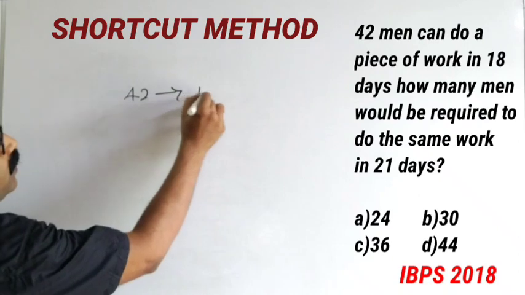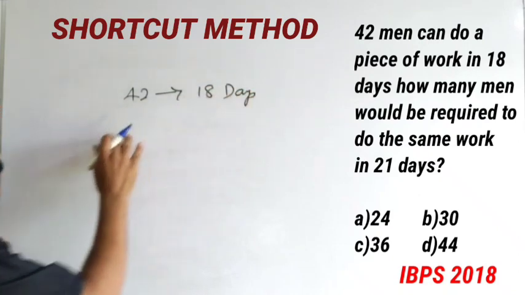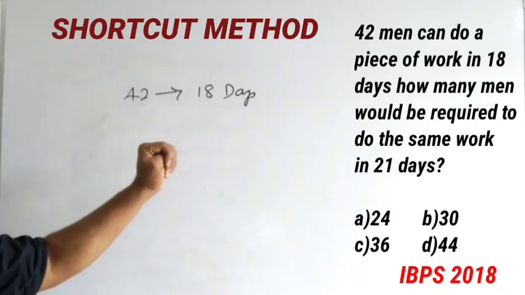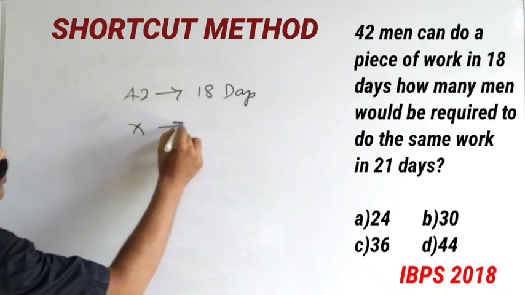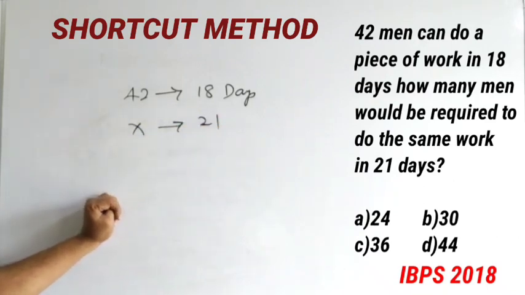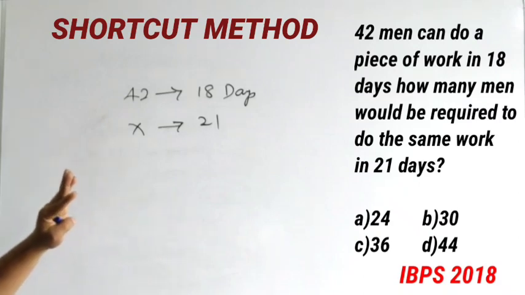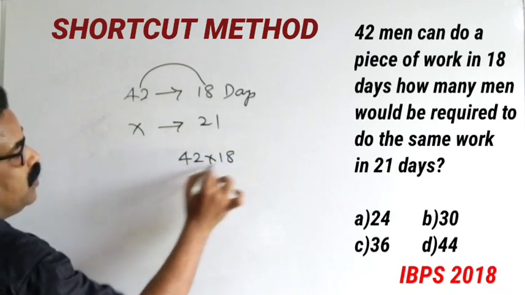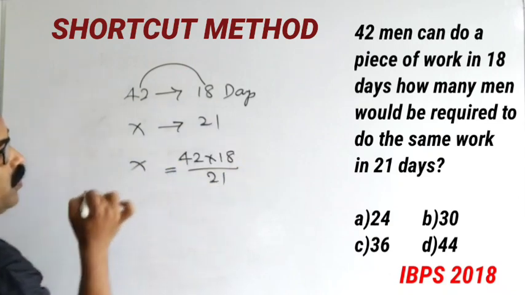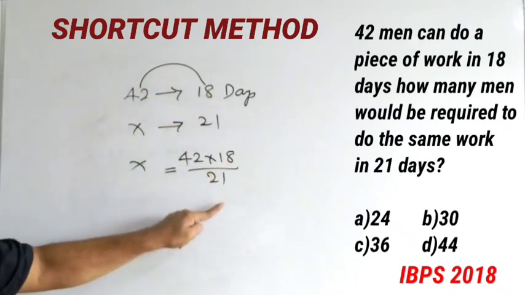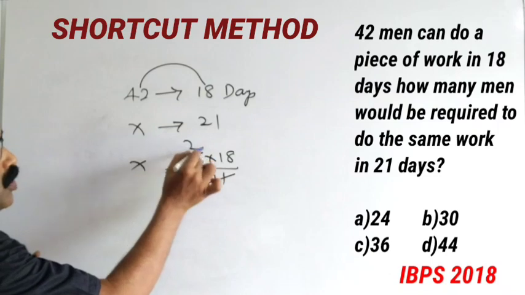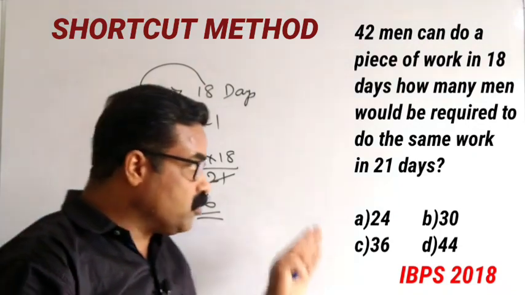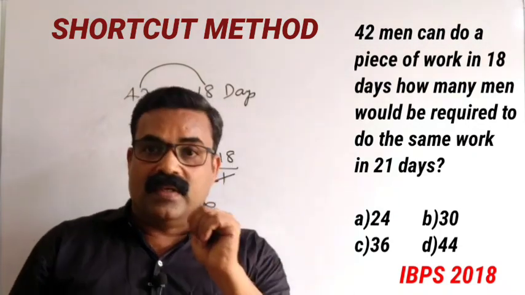42 men complete it in 18 days. Then how many men are required for 21 days? X men are required for 21 days. Just cross multiply and divide. 42 and 18: 42 into 18 divided by 21 is equal to X. Cut this 21 and 42, 2 times. 2 into 18 is 36. So 36 is the right answer. From the given options, you can mark the correct answer.